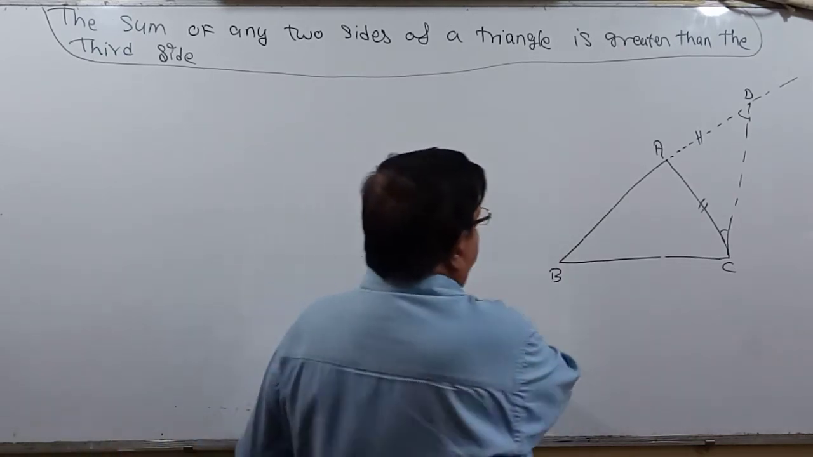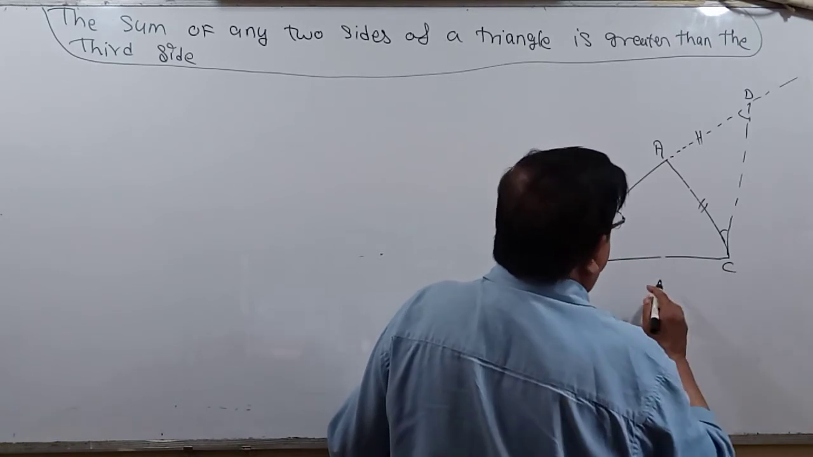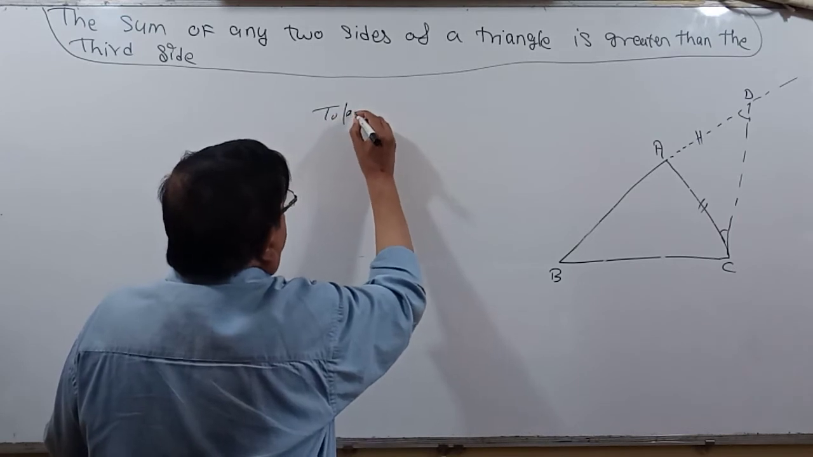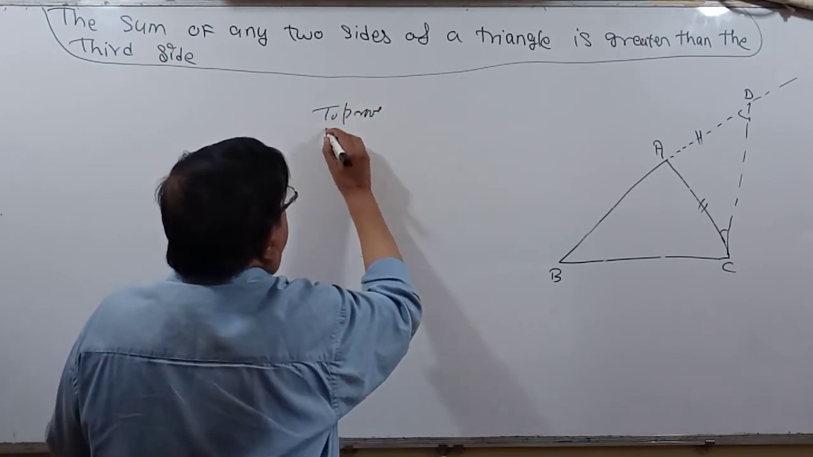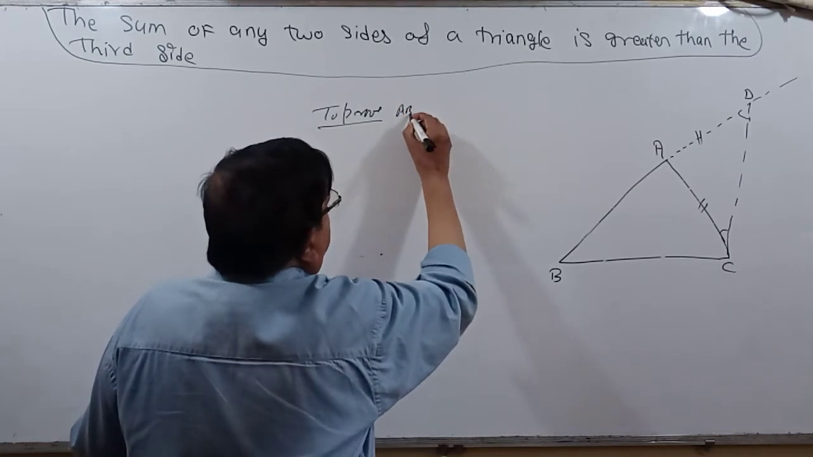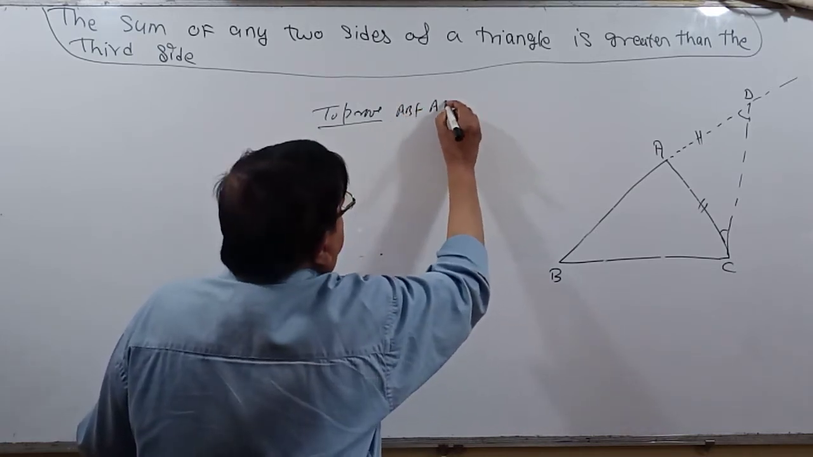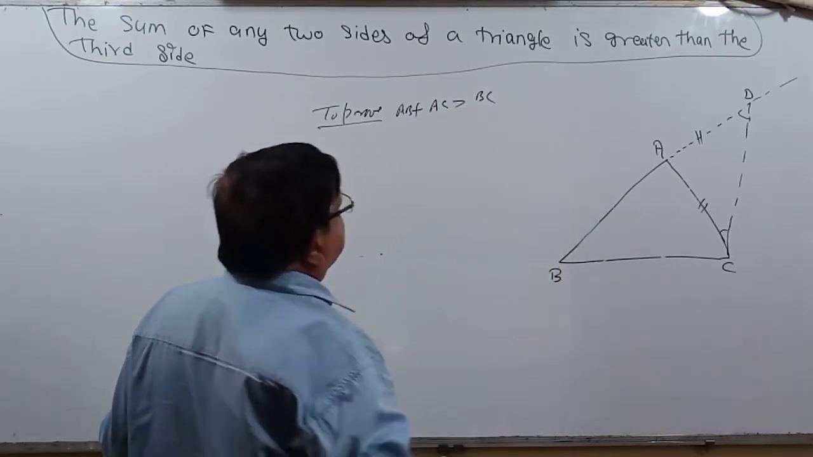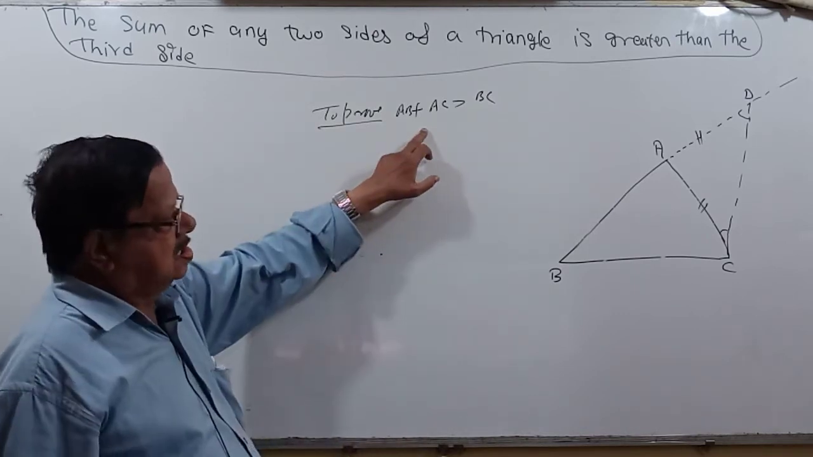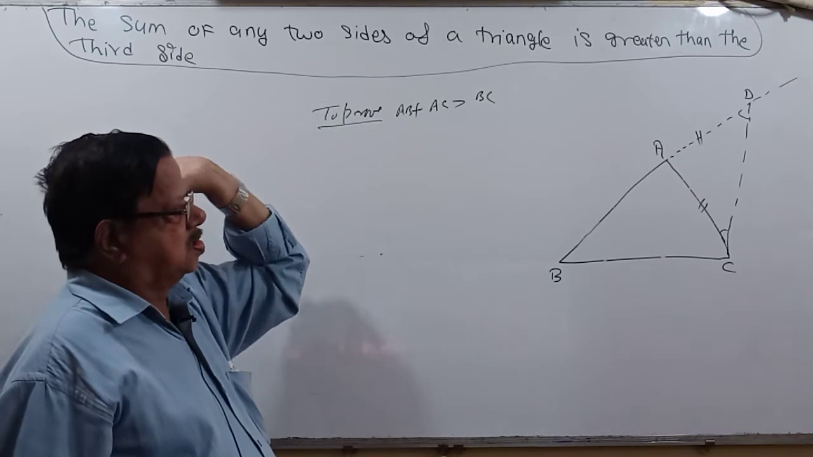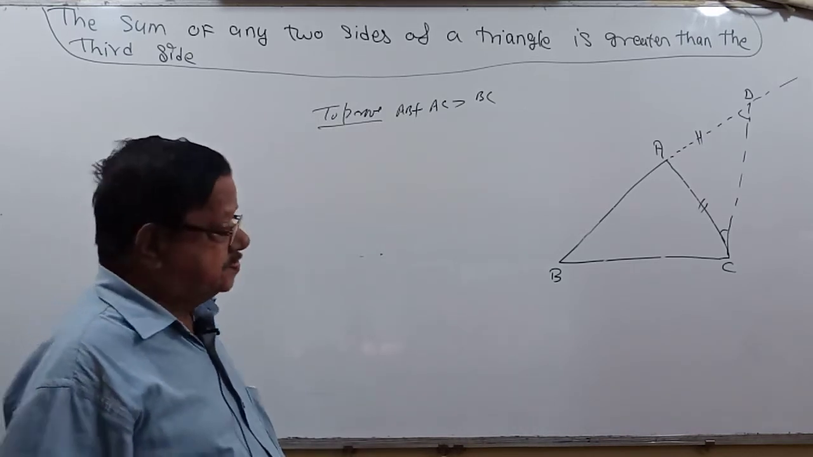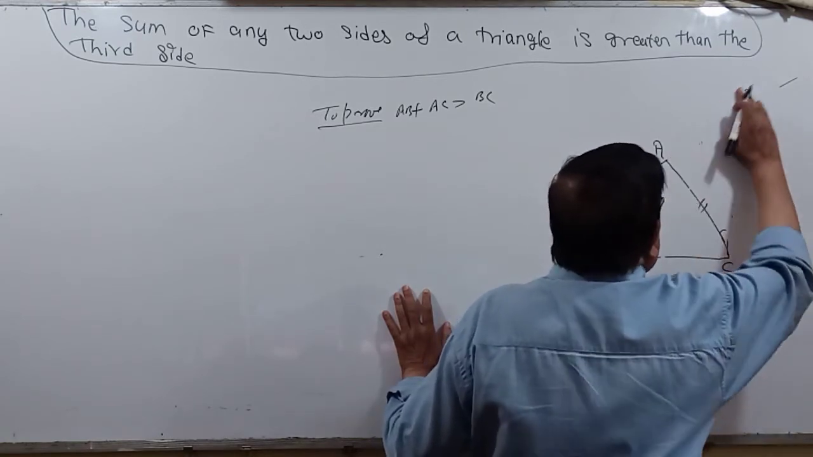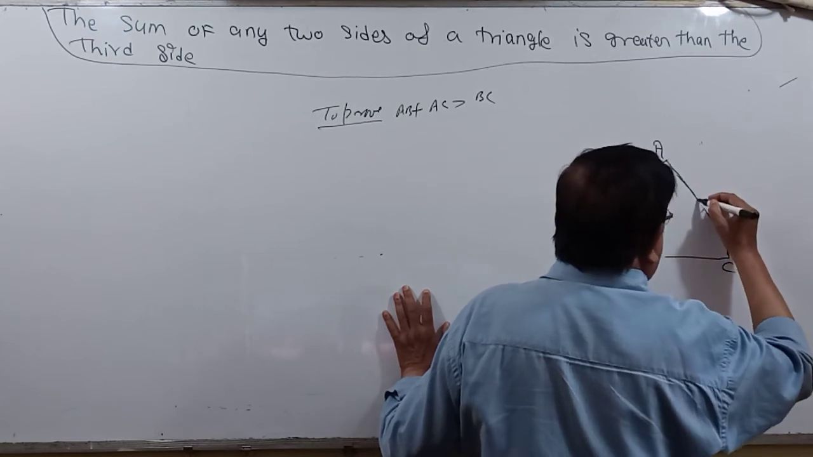There is a triangle here, triangle ABC, and we will prove that. To prove: AB plus AC is greater than BC. That's what we are going to do. For that, we have an extension. AB plus AC greater than BC.